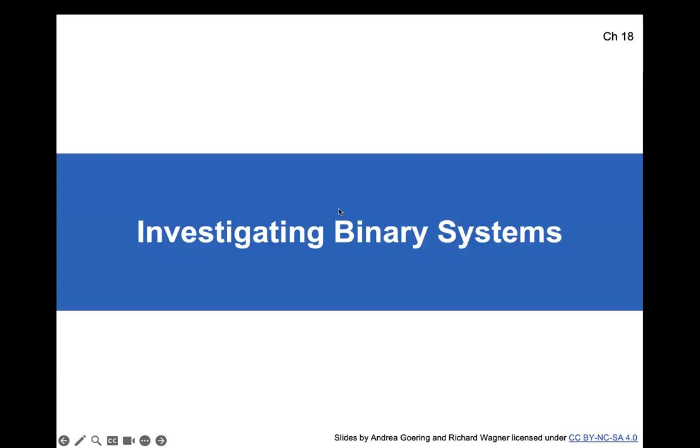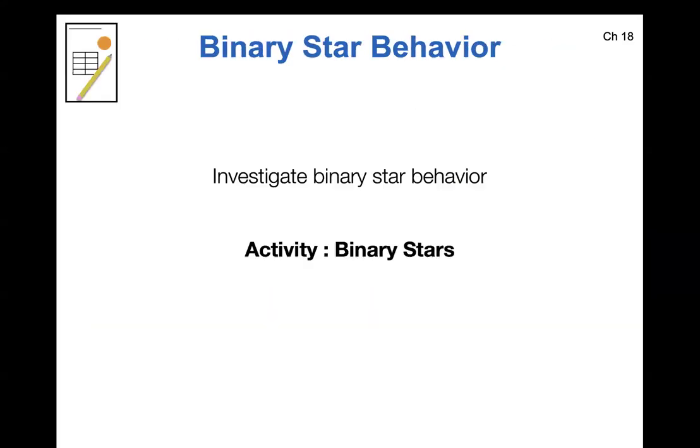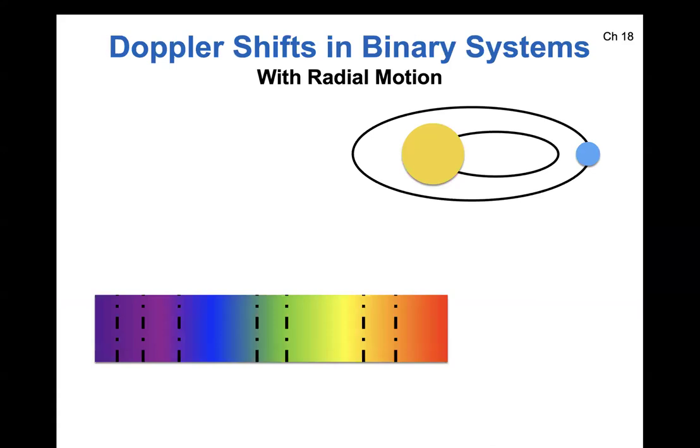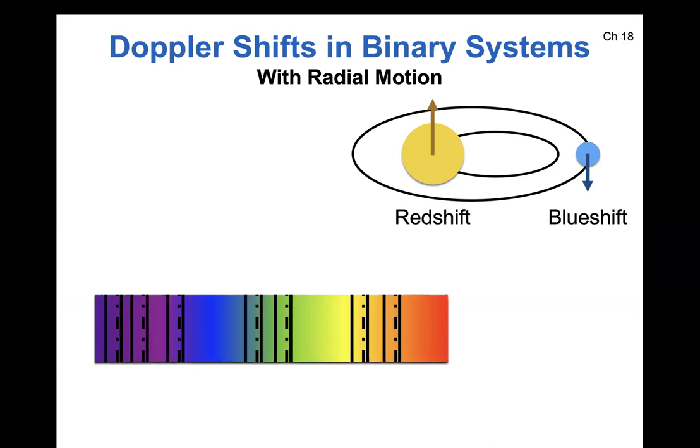Okay, so looking at a summary of what we've been talking about, these binary systems and the different types and what the different types tell us. All right, so I skipped another activity. All right, so Doppler shift in binary systems. That's where we look at the different motion and the different change in the spectra.